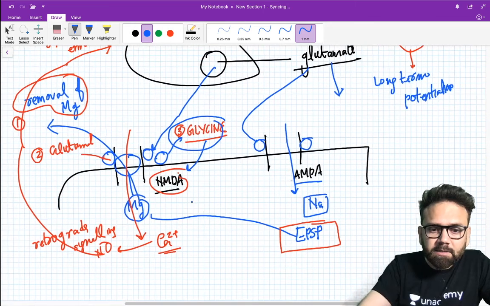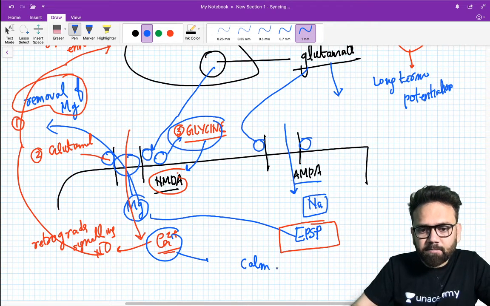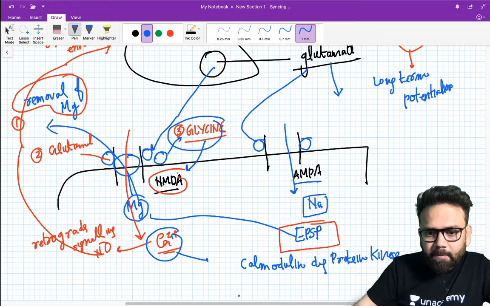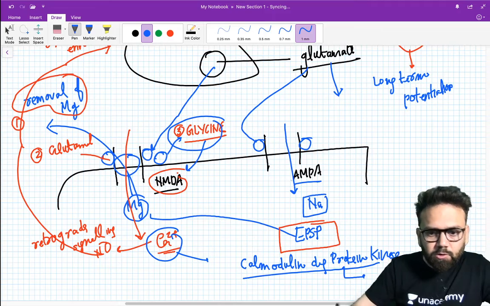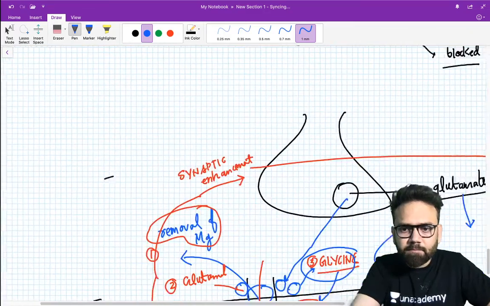Okay, and calcium also attaches to CAM kinase. It also attaches to calmodulin dependent protein kinase, and these cause various physiological events. So this is a very important point. You must remember. Let me summarize this diagram.